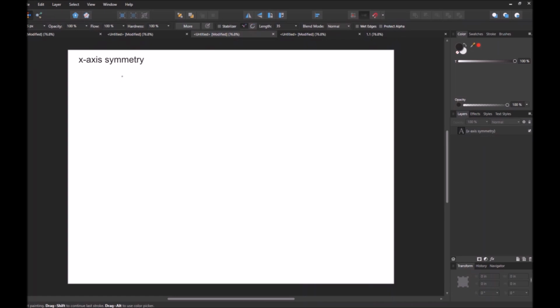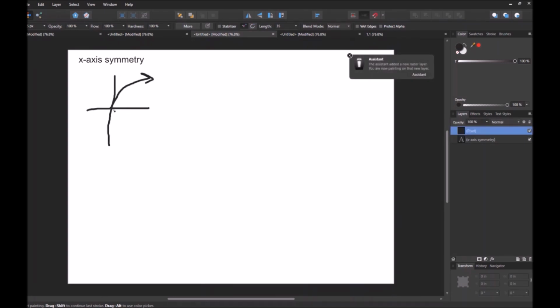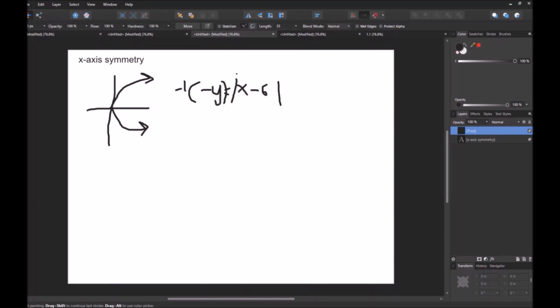Then when we move on to x-axis symmetry, which looks like this, remember, we're going to plug in negative y for y and solve the equation. So we have negative y equals the absolute value of x minus 6. Now we have to multiply by negative 1 on both sides to get the y alone. And this is going to be y equals negative, and then in parentheses, the absolute value of x minus 6.